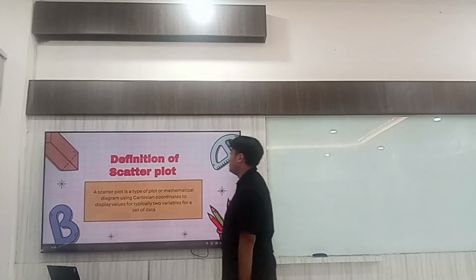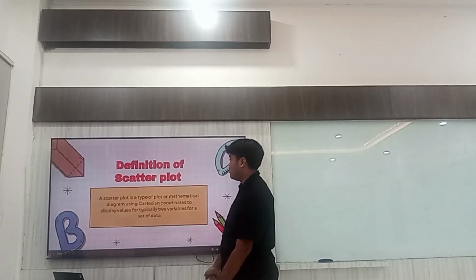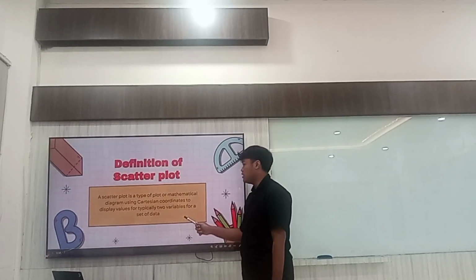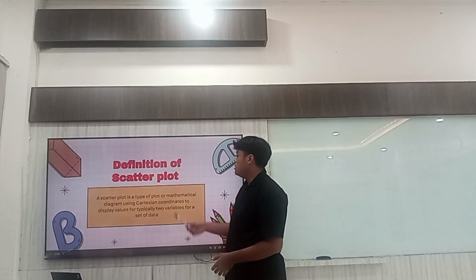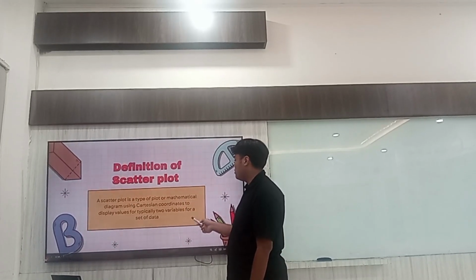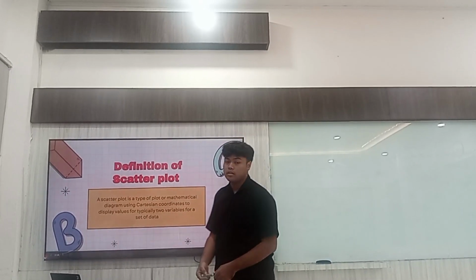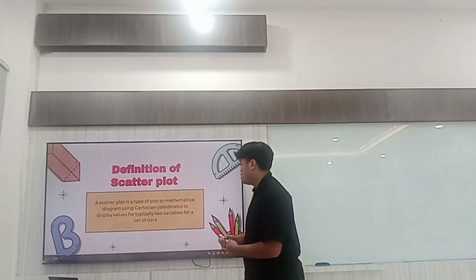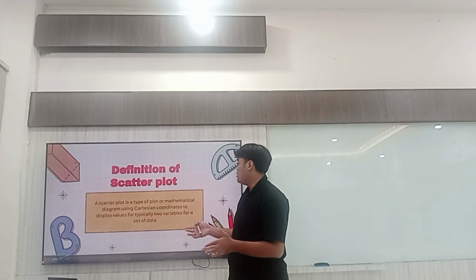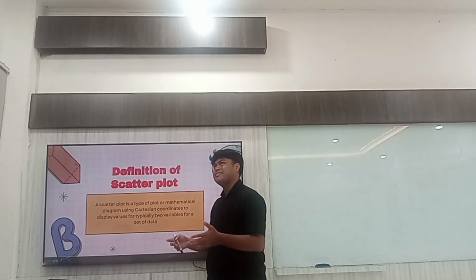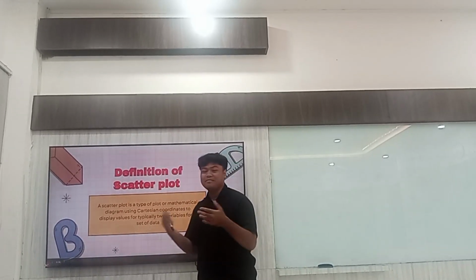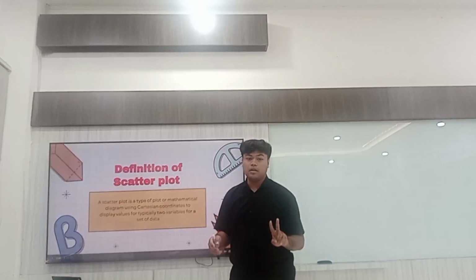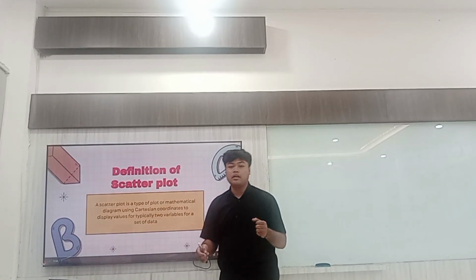Okay, the first one. Definition of scatter plot. A scatter plot is a type of plot or mathematical diagram using Cartesian coordinates to display values for typically two variables for a set of data. So the essence of scatter plot is a mathematical diagram using Cartesian coordinates with two variables, usually variable x and y.